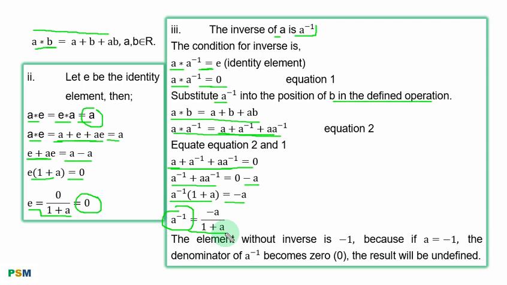You are also asked to find the element without inverse. Such an element is the element that will give us undefined. In other words, which value will A assume for us to have 0 here? Once you have 0 here, it becomes undefined. The element without inverse is minus 1, because if A is equal to minus 1, the denominator of A inverse becomes 0. The result will be undefined.